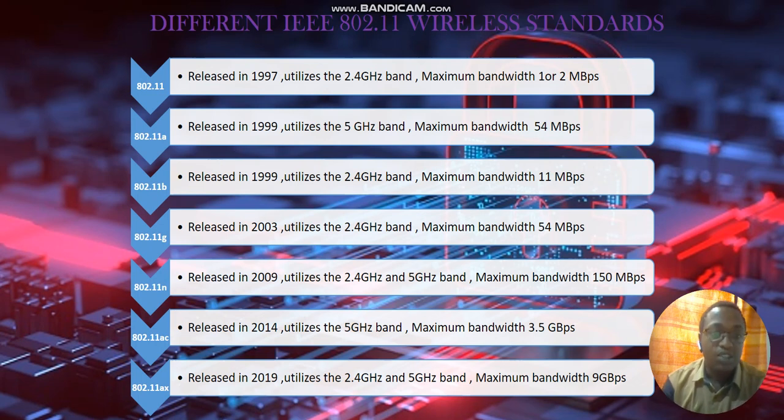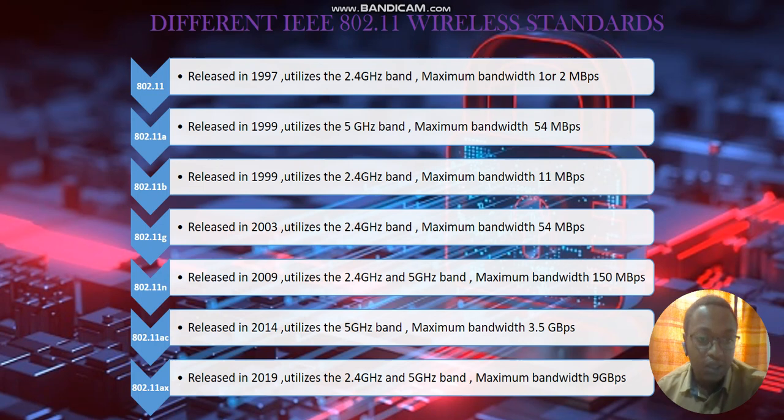There is .11g, which was released in 2003, utilizes the 2.4 gigahertz band, and the maximum bandwidth for .11g was 54 megabits per second. .11n was released in 2009. It utilizes the 2.4 gigahertz and the 5 gigahertz bands, and the maximum bandwidth as of 2009 was 150 megabits per second.